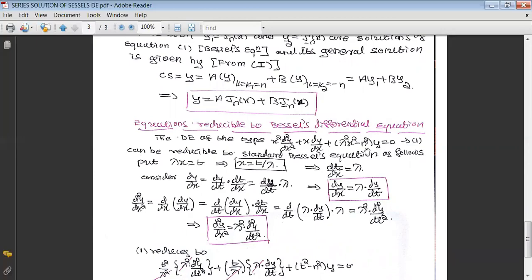Now in the standard Bessel's form, lambda square is not there. Even though if the coefficient of x square, we get it as lambda square, they can be reduced to the standard Bessel's equation as follows. Just you have to take the proper substitution. Now here I'm going to take the substitution, that is lambda x equal to t. Accordingly, we find x equal to t by lambda.